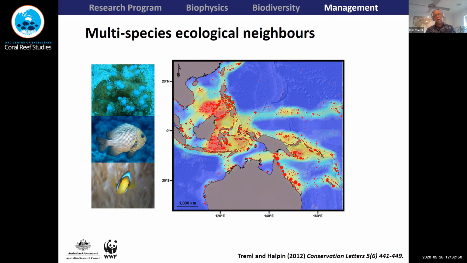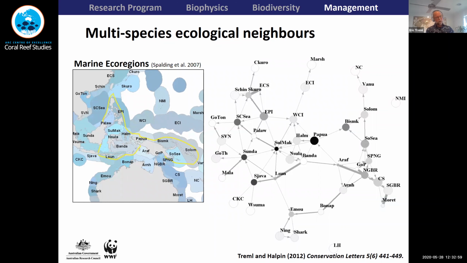It happens between management entities, provinces, states, federal authorities, things like this. So what we did is we took this ecological connectivity on a reef by reef basis and cookie cuttered that with kind of a broad scale management regime. And here we illustrate this with Spalding's ecoregions. So now instead of looking at the connectivity between coral reefs, we look at the connectivity between management areas, effectively identifying those upstream and downstream ecological neighbors of management units.